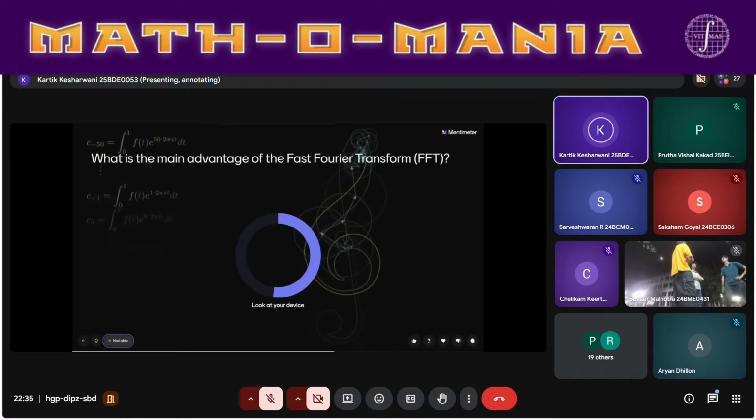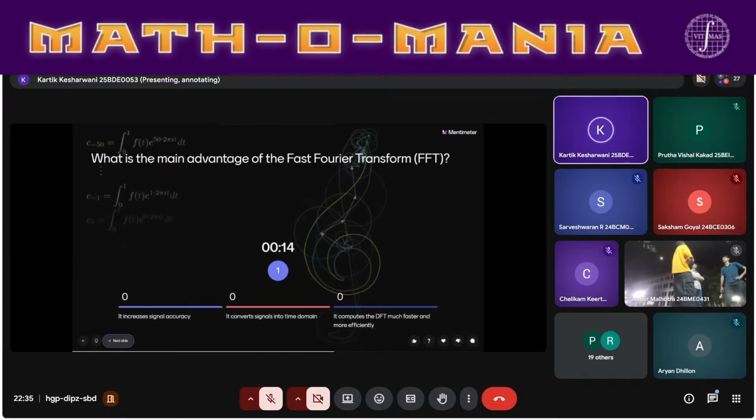What is the main advantage of the FFT? It increases signal accuracy. It converts signals into the time domain. It computes the DFT much faster and more efficiently.